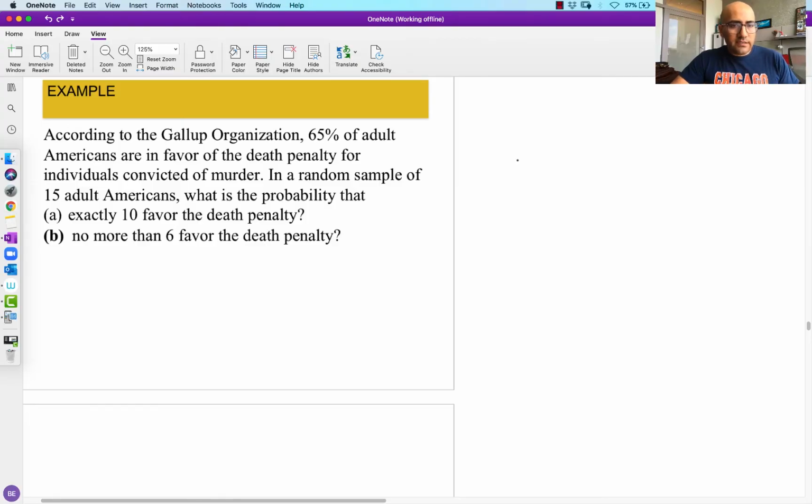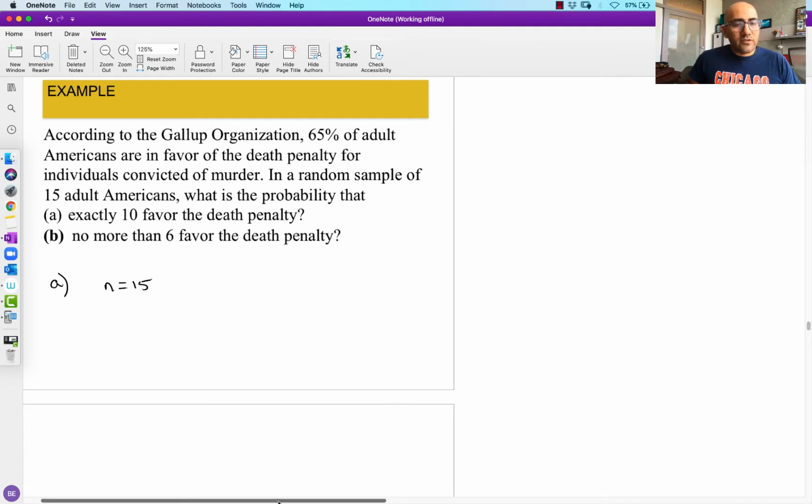So first, let's confirm that this situation satisfies the conditions of a binomial random variable. Remember there are 4 of them in no particular order. Number 1, there are a fixed number of trials. And that is true here, right? There are 15 Americans that are going to be randomly selected. So for us, I'll start putting the solution to part A here. A. N is equal to 15. We have 15 adult Americans that are going to be surveyed.